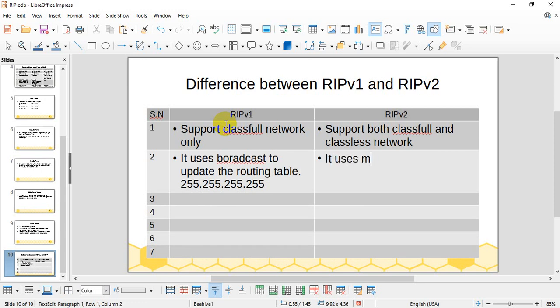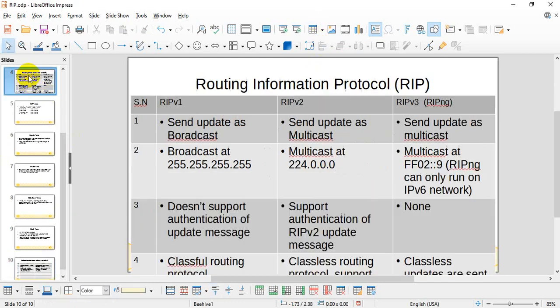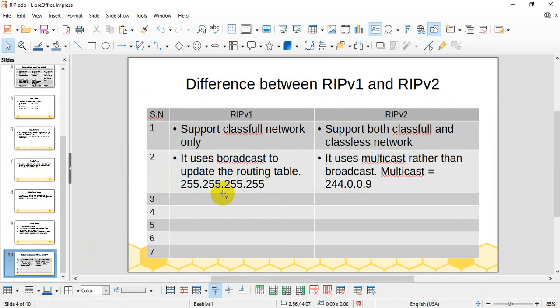And RIP routing information protocol version 2 uses multicast rather than broadcast, and the multicast will be on 224.0.0.9. Okay.